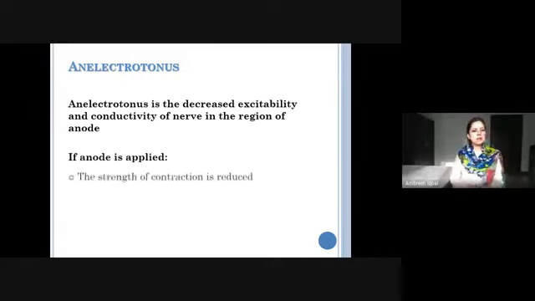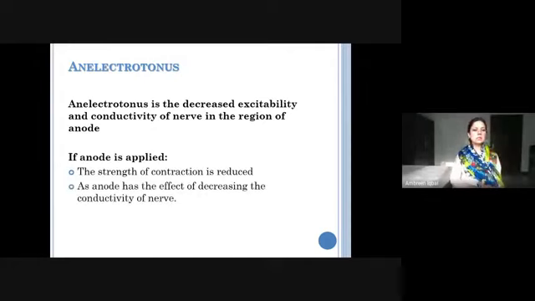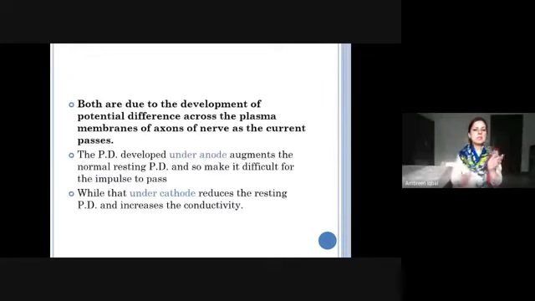So if the anode is applied, the strength of conduction is obviously reduced, as the anode has the effect of decreasing the conductivity of the nerve. While at the level where you apply the cathode, there is increased excitability and increased conductivity of the nerve. Both are basically due to the development of a potential difference across the plasma membrane of the axons of the nerve as the current passes through it. The potential difference developed under the anode augments the normal resting potential difference, so it makes it difficult for the impulse to pass. While at the level of the cathode, it reduces the resting potential difference and increases the conductivity of that area.